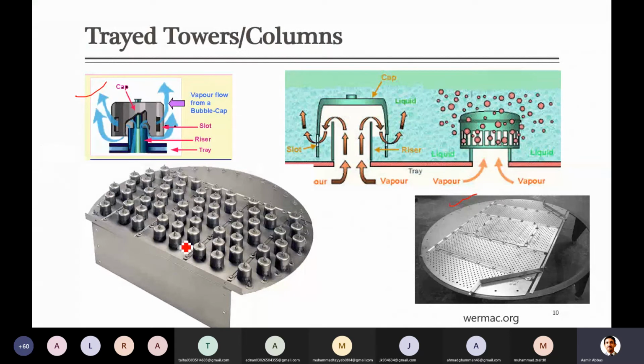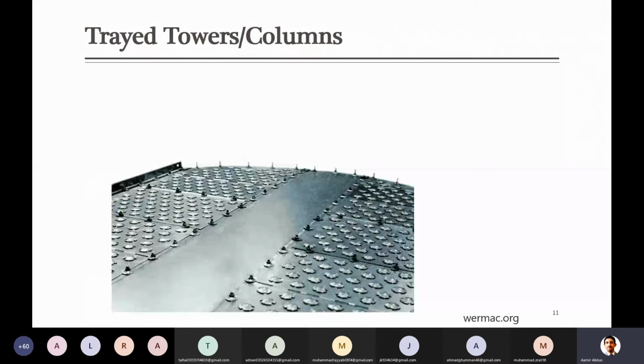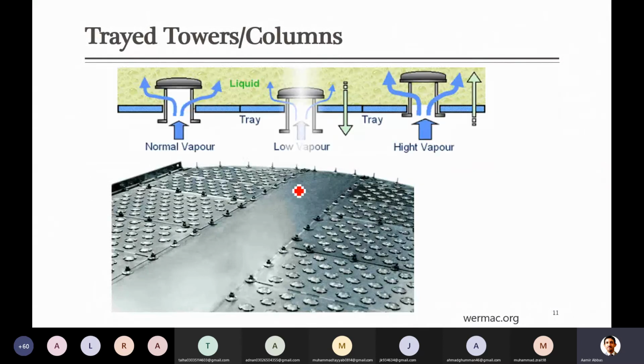Instead of this, if, for example, we just make holes at the top, there will be some liquid at the bottom which will not contact the vapors.